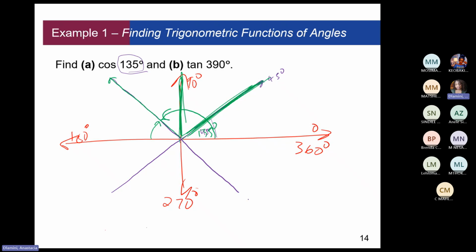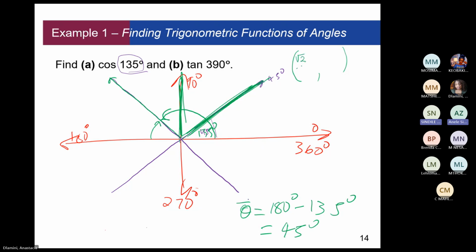So then this is the same as what? This is the same as 180 degrees. We're looking for the reference angle, let's call it theta bar: 180 minus 135 degrees. So this is equal to 45 degrees. That's our reference angle. What are the points for 45 degrees? X and Y of 45 is what? Square root of 2 over 2 and square root of 2 over 2.